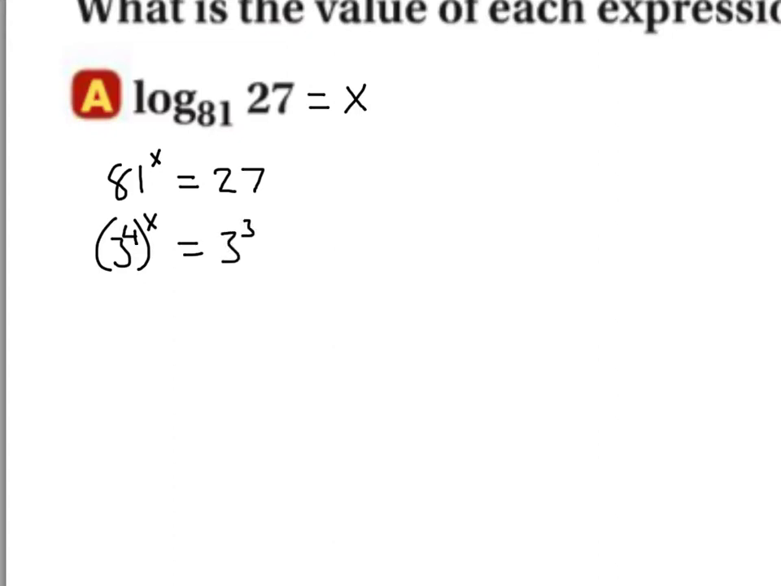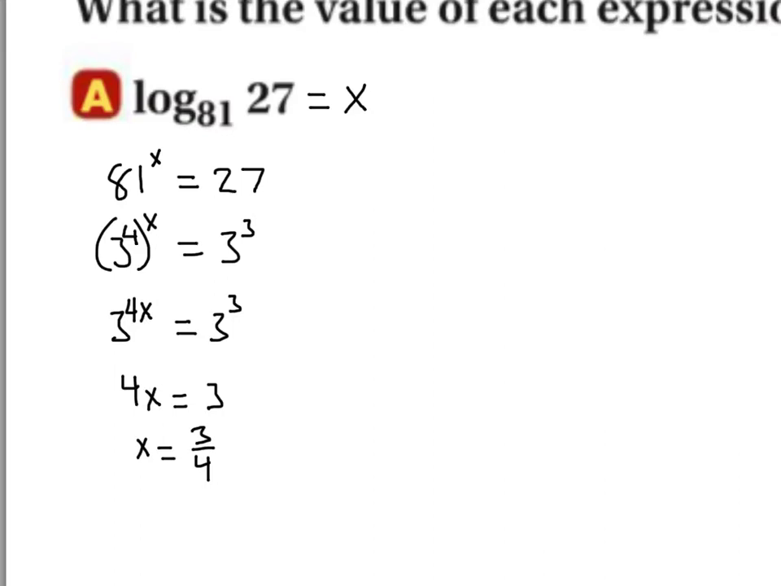Okay? Now again, remember, if we take a power to a power, you got to multiply those. So this is 3 to the 4x power equals 3 to the 3rd power. Because we have the same base, we know that our exponents have to be equal. So 4x equals 3, therefore x equals 3/4. Right? So that's how we evaluate. We evaluated log base 81 of 27, and we found out it equals 3/4.